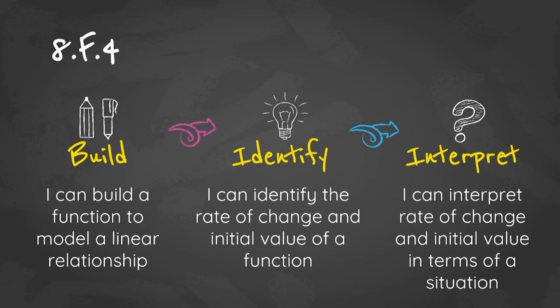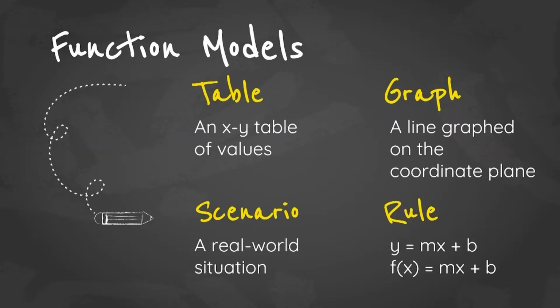And then our last goal for our time together is going to be to interpret. So we're going to look at some scenarios, some real life situations of when you would see a linear function, and you're going to tell me, what does the rate of change mean in this situation, or what does the initial value mean in this situation? So 3 goals for us to get through in just a little bit of time together.